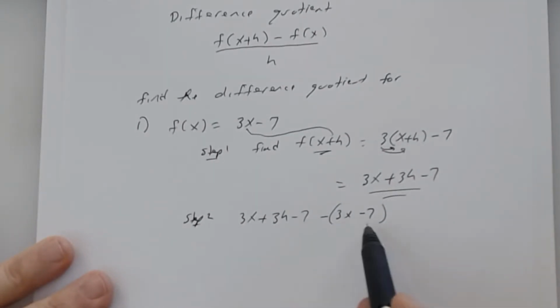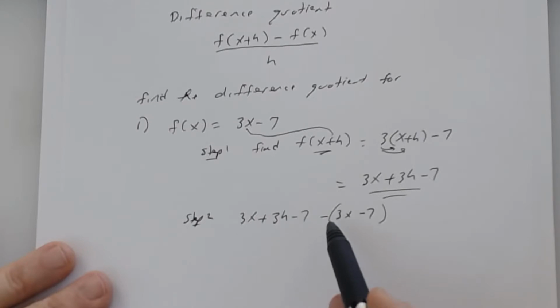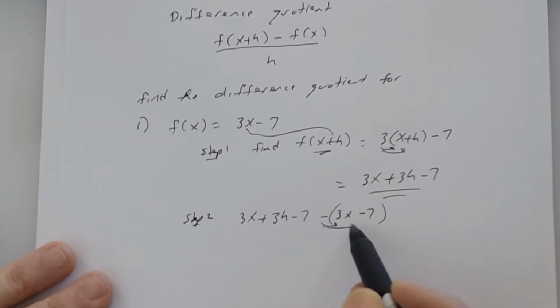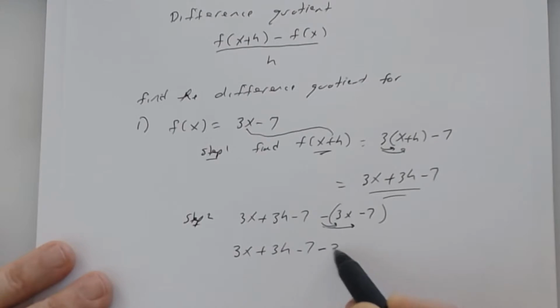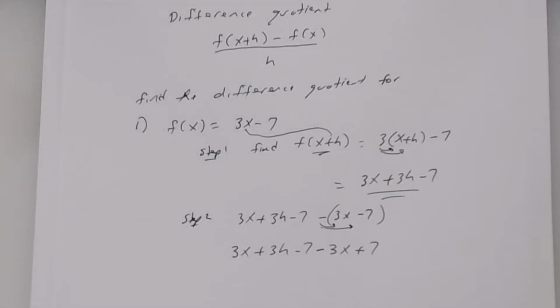And then what's the next step? Well, even before you do that, get rid of the parentheses. So distribute the negative 1. So I get 3x plus 3h minus 7. What else? Minus 3x plus 7. All right, now, what happens when I combine like terms now? The 3x's cancel out, and the 7's cancel out. They're opposites of each other, so when you add them up, they're 0.